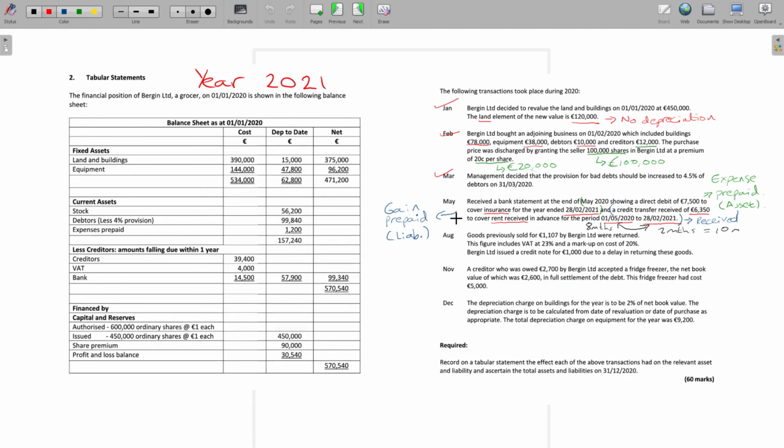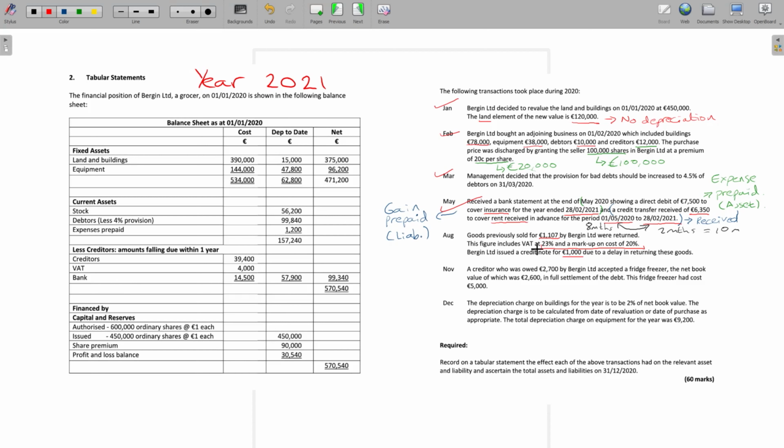So we're coming to the end now. So you can tick that. In August, goods previously sold for 1,107 by Bergen were returned. So we'll mark that. This figure includes VAT at 2.3 and markup of 20. Bergen issued a credit note for 1,000 due to delay in returning these goods.